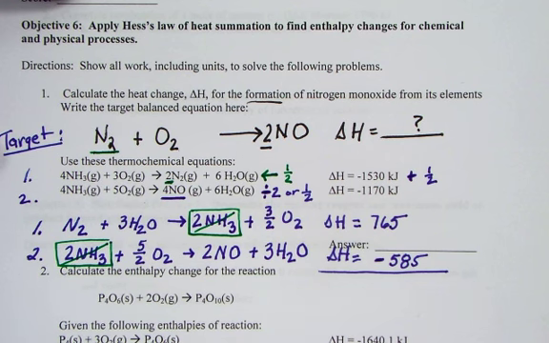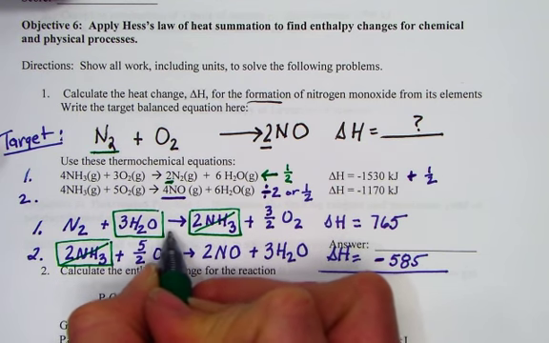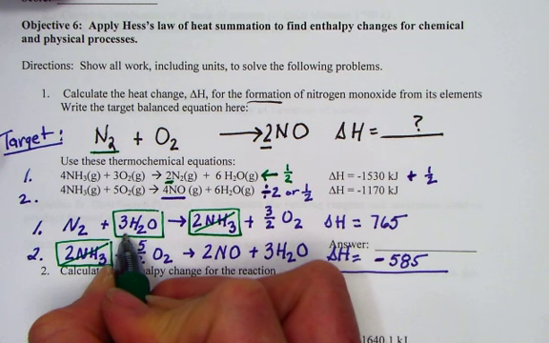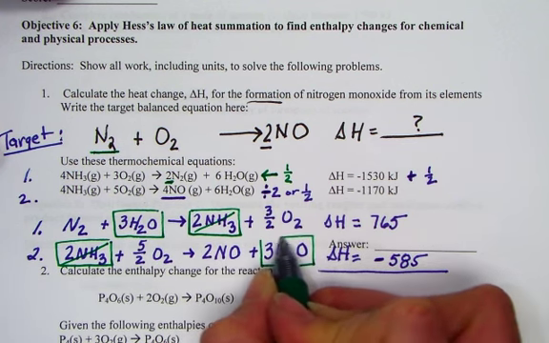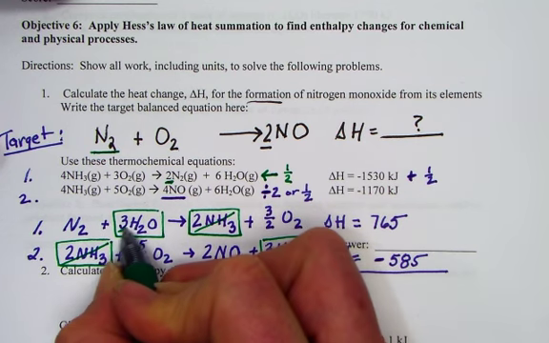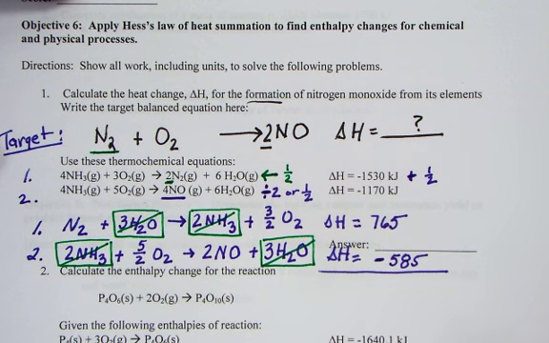The ammonias are gone. I also notice in the first equation I have 3 waters written on the reactant side, and in the second equation I have 3 waters written on the product side. 3 H2O's on the left will cancel with 3 H2O's on the right in the next equation. The waters are gone.